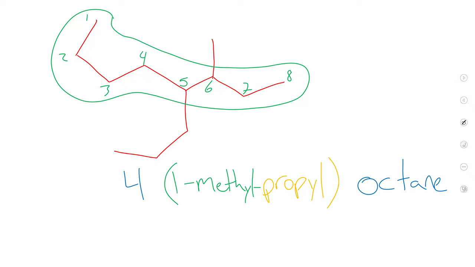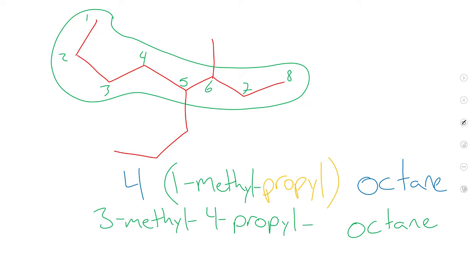How would we name it if we use the green circled part? 3-methyl-4-propyl-octane. So it's still going to be octane. And it'd be 3-methyl, 4-propyl, octane. Both of these are valid names in this case because they both have the same longest continuous carbon chain. You can only pick and choose how to do it if you can get your longest continuous carbon chain the same, if it's the same number.